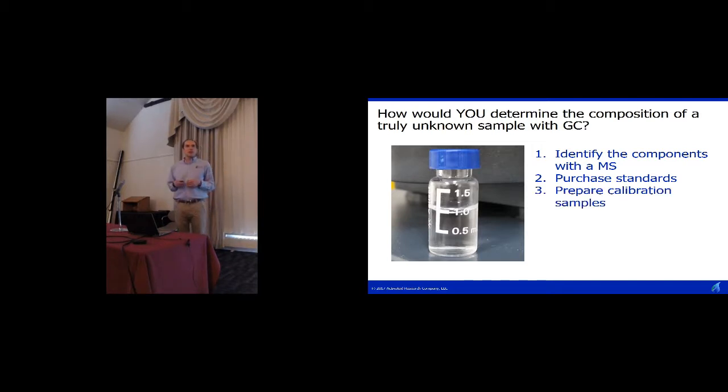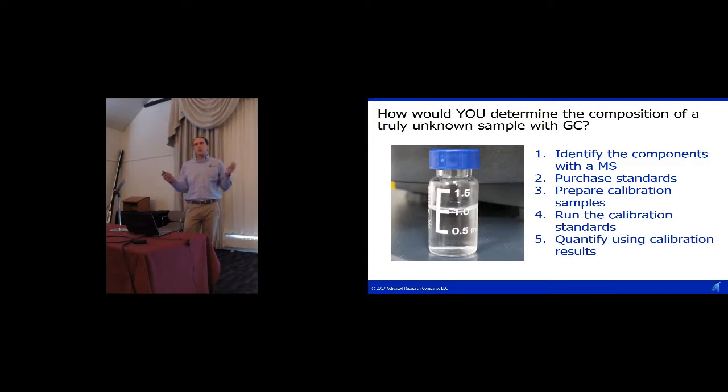The next step would then be to prepare the calibration standards and run the calibration standards, create your calibration curves, which a lot of people do. And then finally, quantify the sample with those calibration results. And you might do that on the mass spec, or at this point, maybe since you've already bought the standards, you might just do it on an FID system, or something like that.